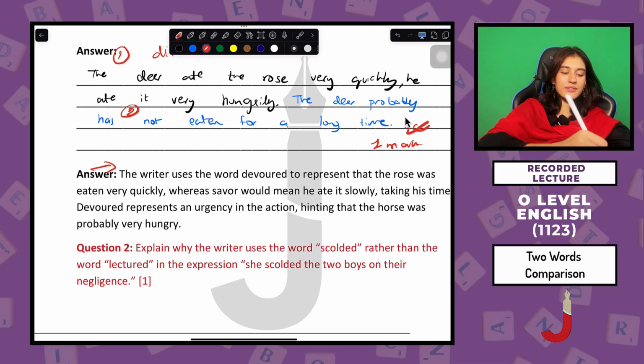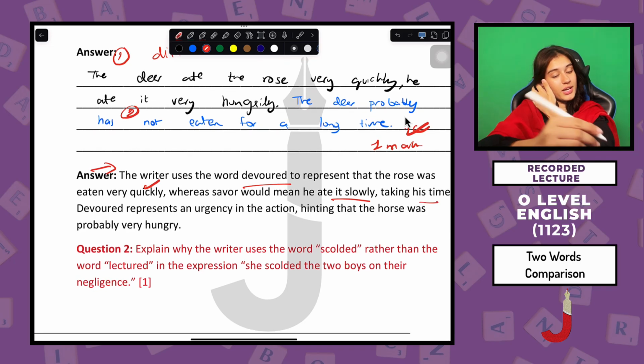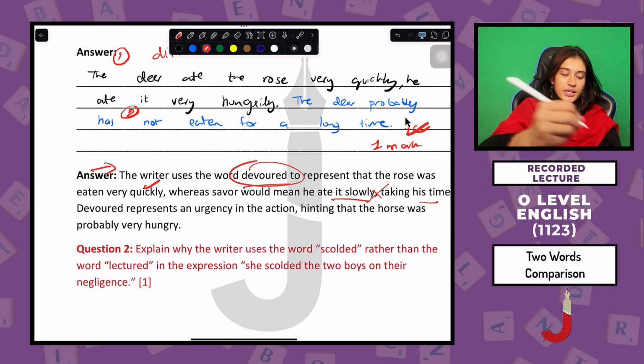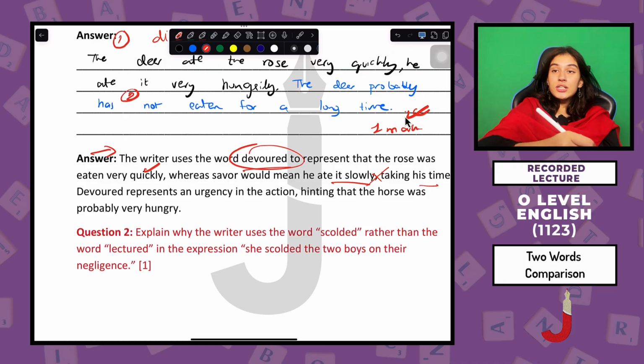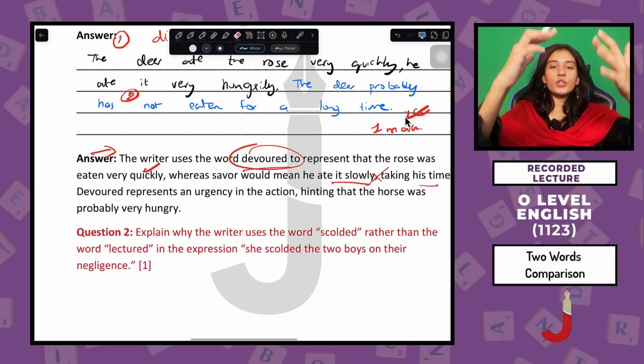The writer used the word devour to represent that the rose was eaten very quickly, whereas savor would mean he ate it slowly, taking his time. So he has not savored it, he has devoured it. Devour represents an urgency in his action, hinting that the deer was probably very hungry. One difference, one reason, and you're good to go.